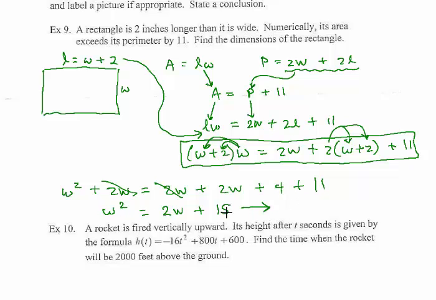And if we take this equation and put it in standard form, moving the 2w and the 15 to the left, they would change signs to a negative 2w and a negative 15 equals 0. So here is our quadratic equation that we're going to have to solve in order to find the width of this rectangle.